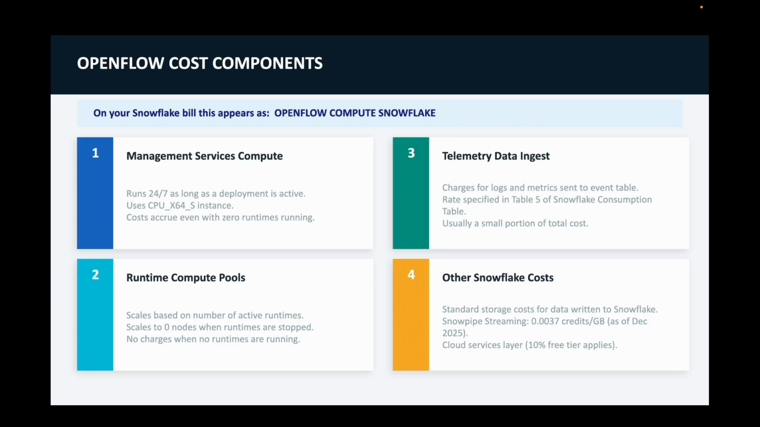There are other costs like standard storage cost for data written to Snowflake, and then Snowpipe streaming under the hood. It is also costing about 0.0037 credits per GB. That was as of December 2025. And you would also see the cloud services layer. If your cloud services layer usage is less than 10% of your compute usage, there is no cost involved. But otherwise, there is cost involved if it is beyond 10% of your compute usage. So these are several components that are involved as part of Openflow cost consideration.